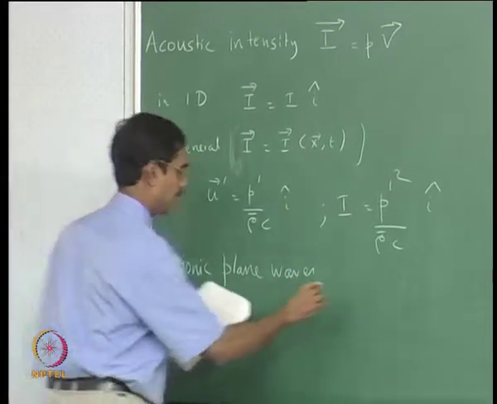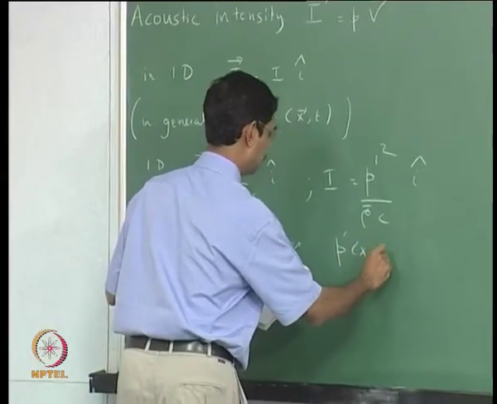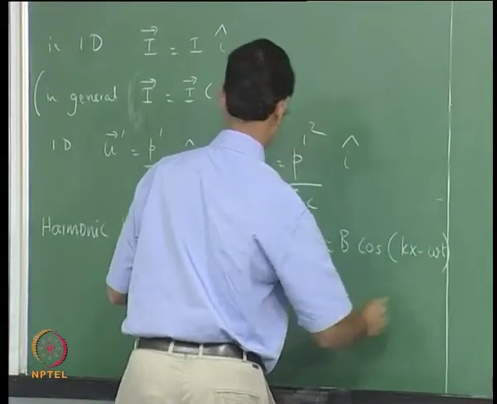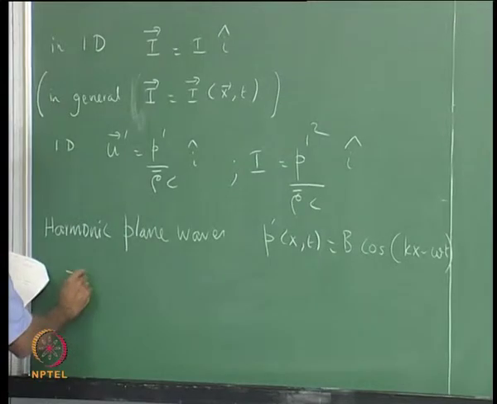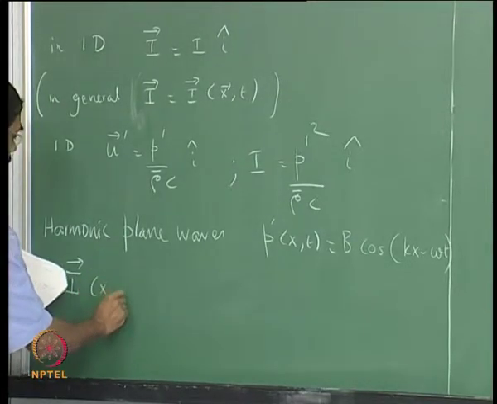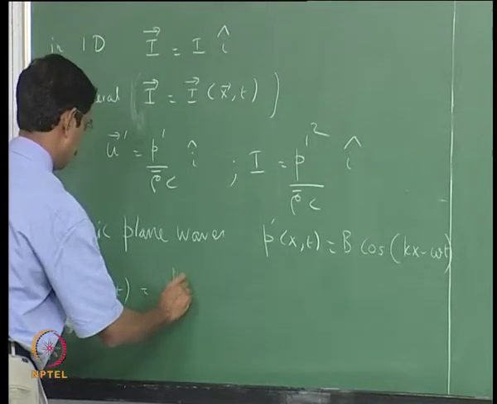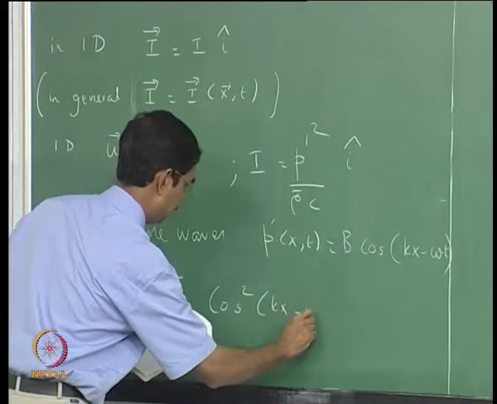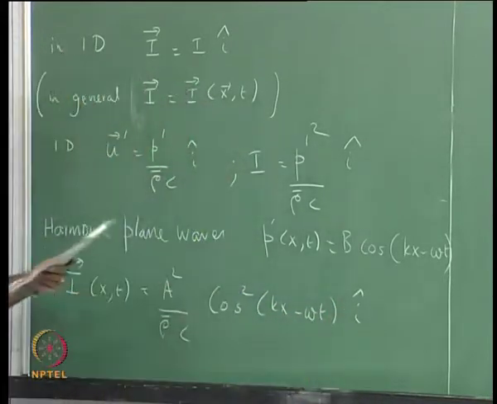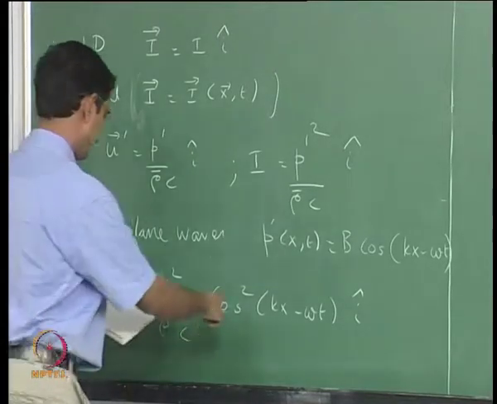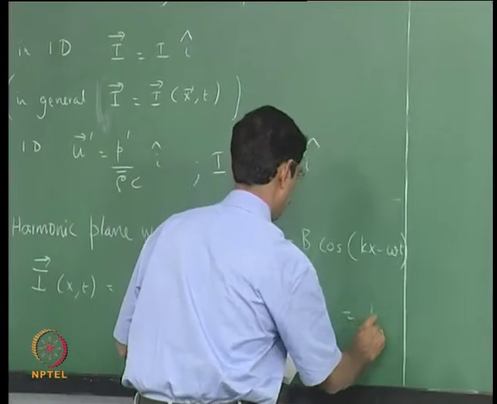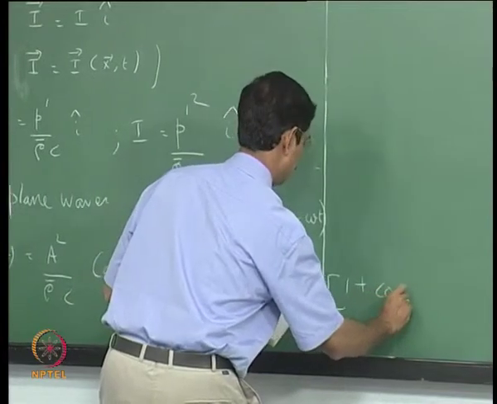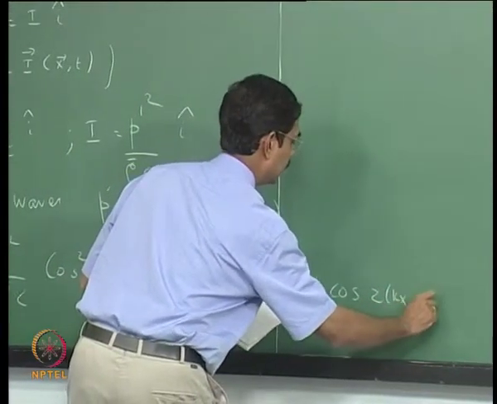Let's say p prime of x comma t was b cos(kx minus omega t). So therefore, what would I be? I of x comma t would be equal to a squared over rho bar c times cos squared(kx minus omega t), which we can recast as a squared over 2 rho bar c times (1 plus cos 2(kx minus omega t)).